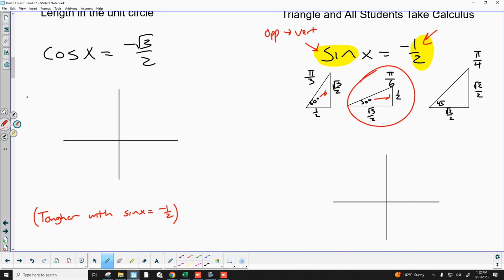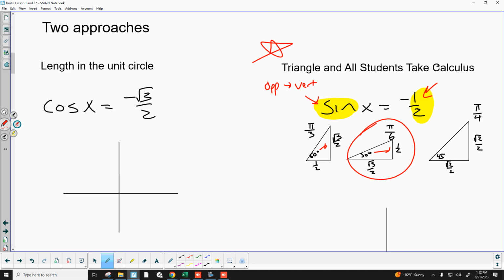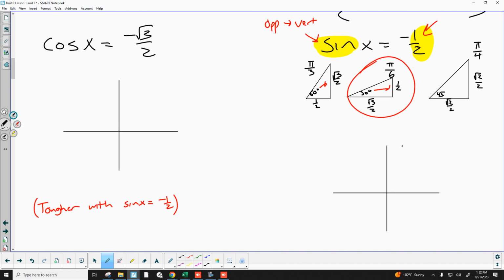And this is where I break out this mnemonic, all students take calculus. ASTC, all students take calculus. It's a mnemonic, however you spell that. And I'm going to, on my little diagram, write down that ASTC. Now, it goes from first around to fourth. So A is in the top right, then S, then T, then C. Now, what this mnemonic is telling me is which trig function is positive in which quadrant.